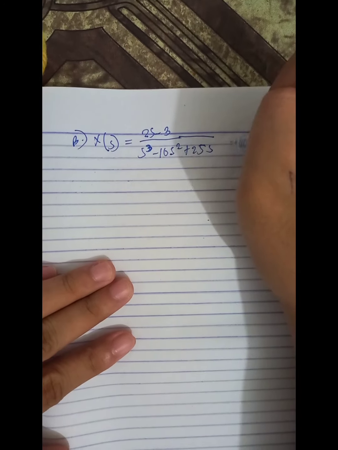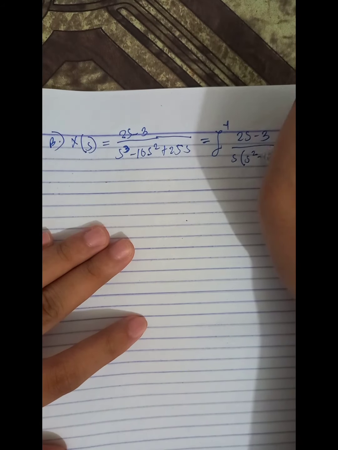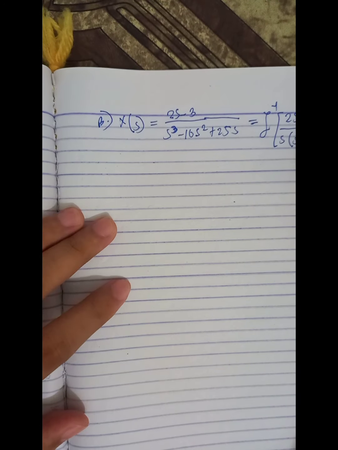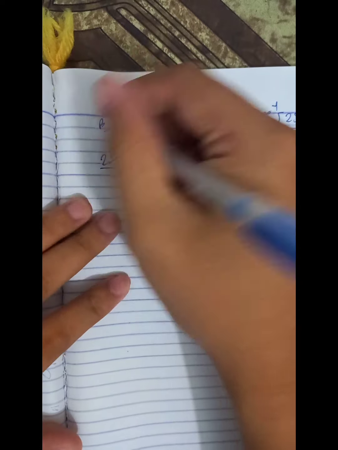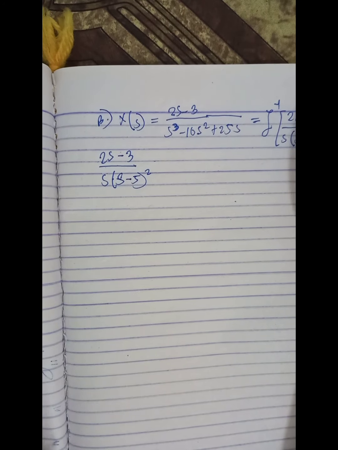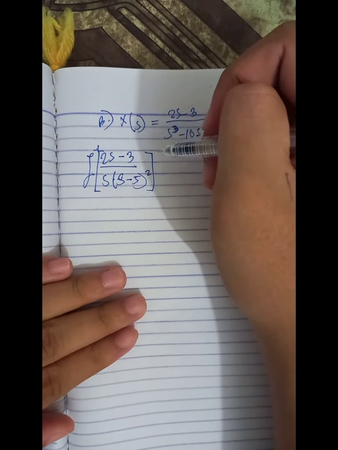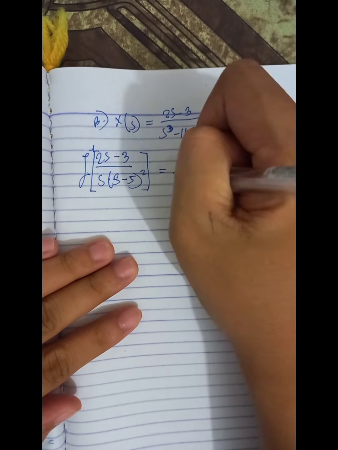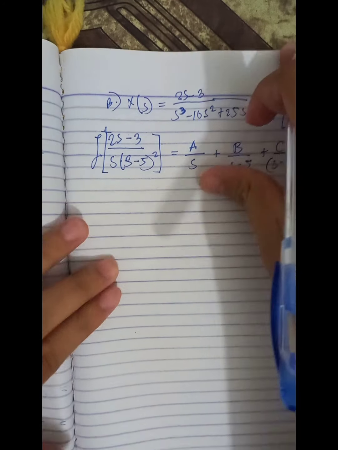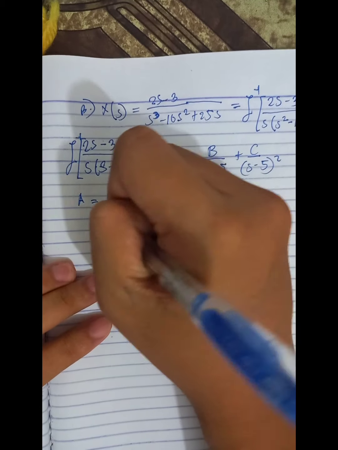So in letter B, we have to get the inverse Laplace transform of 2s minus 3 over s cubed minus 10s squared plus 25s. And we have to solve in order to solve the value of A, B, and C. It is equal to A over s plus B over s minus 5 plus C over s minus 5 quantity squared. So get the value of A.